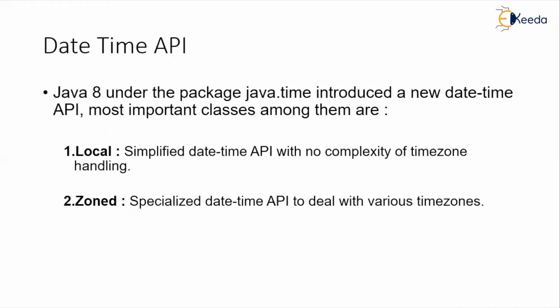Along with this, in Java 8, there is a new package introduced as java.time. In this package, we have this new datetime API. Now, these classes work at two levels. One level is local, a simplified datetime API with no complexity of time zone handling, and zoned classes, which will allow us to deal with data which is specific to a time zone. So let's now have a look at what classes are available to us.